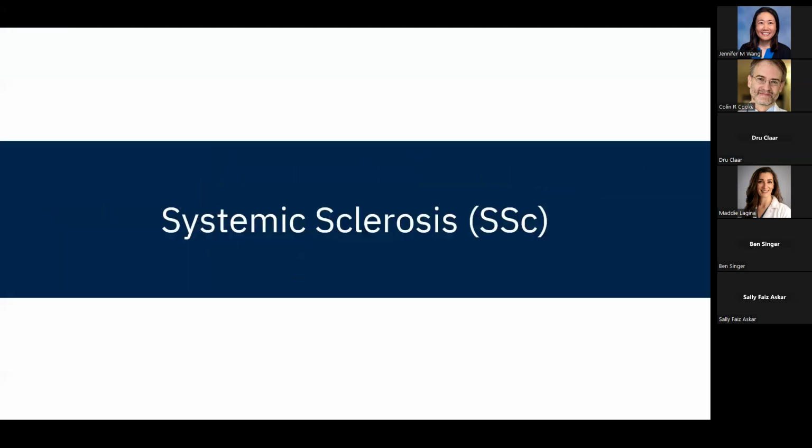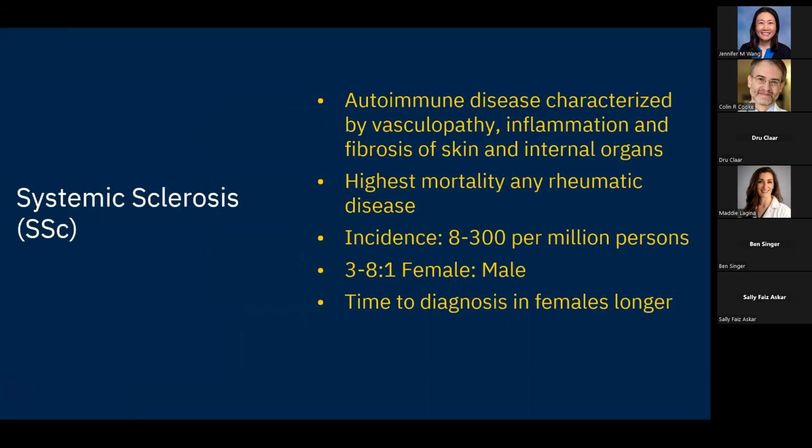All right, so we're going to move on now to a little bit of review on systemic sclerosis. So scleroderma is an autoimmune disease. It's characterized by vasculopathy, inflammation, and fibrosis of the skin and other internal organs. It has the highest mortality of any of our rheumatic diseases.